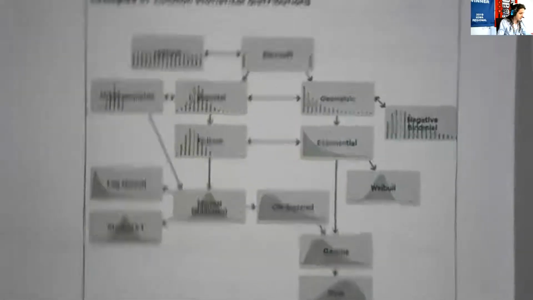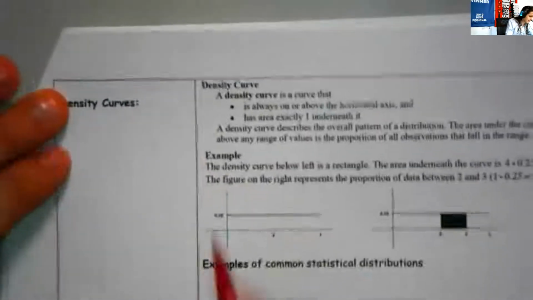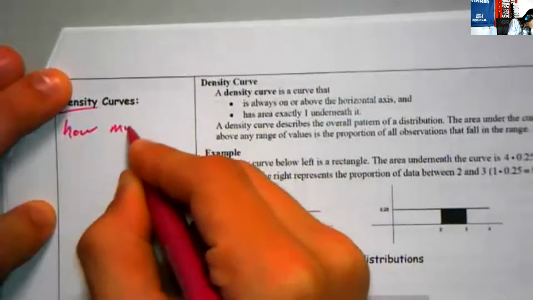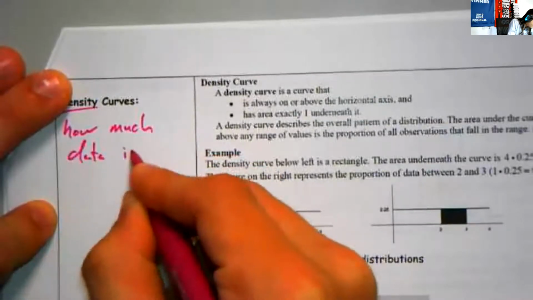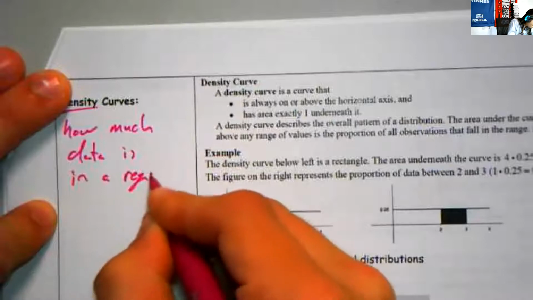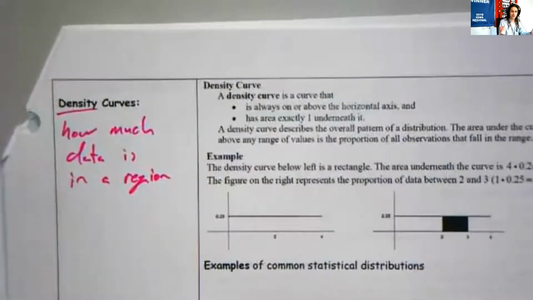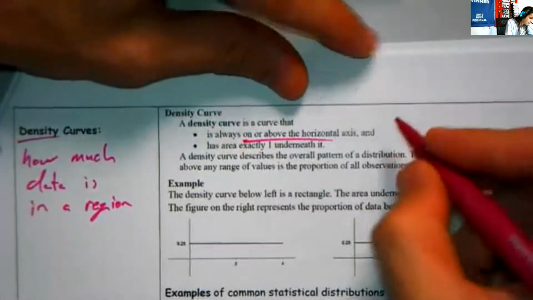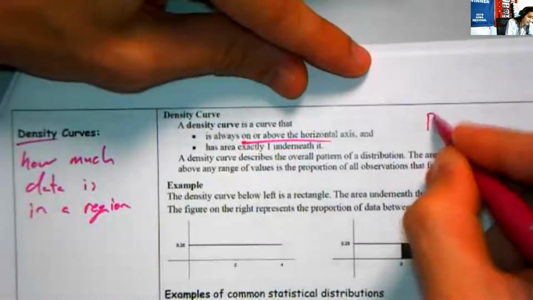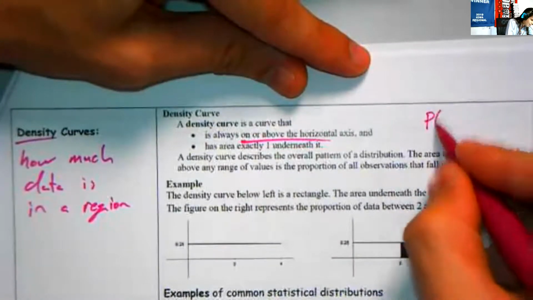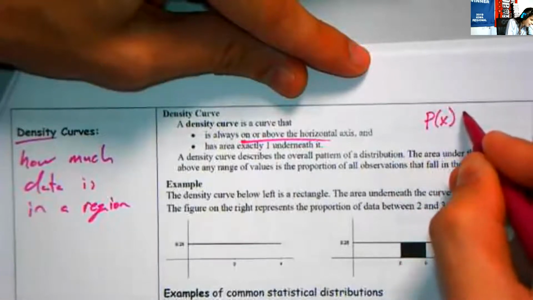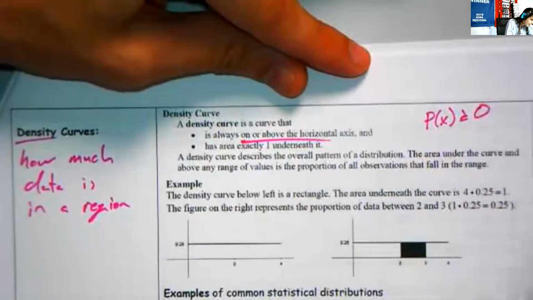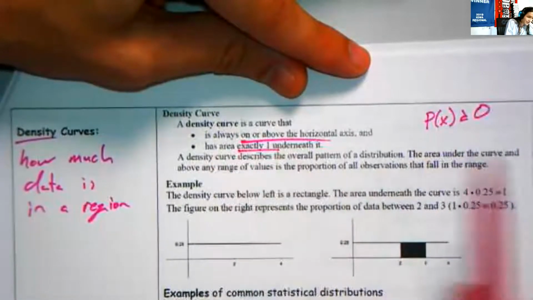So density curves, what do we know about these curves? These tell us about the density, how much of the data is in a region. These are density curves. They tell, okay, well, how much of the data? It's always on or above the horizontal axis. That is, probabilities of taking certain values are all, probability of some x is always greater than or equal to 0. And has area exactly 1 underneath it.